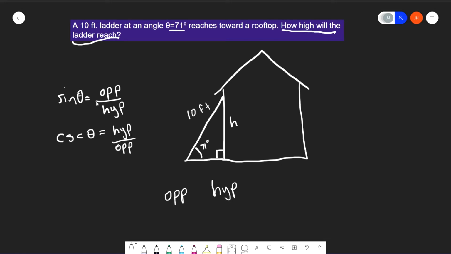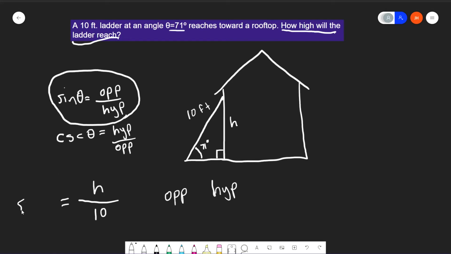Now, I could actually use either one of these trig functions to evaluate this. I'm, however, going to use the sine function, because I know the hypotenuse is going to be 10 feet, the opposite side is h, and I know my angle, which is 71. The reason it's useful to set up this sine function instead of the cosecant is that it's going to be easier to solve.